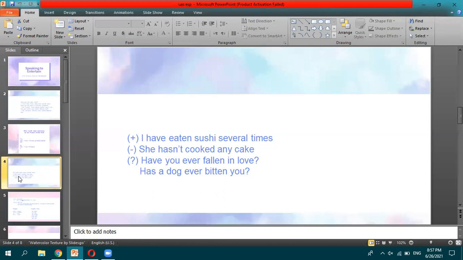Now, look at the negative sentence. She hasn't cooked any cake. So, when you come up with a negative sentence, nothing else changes. The verb is still past participle, right? Don't change it.